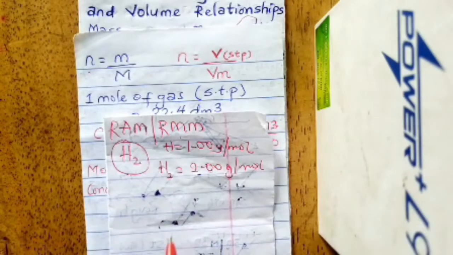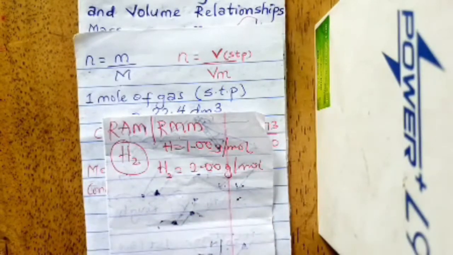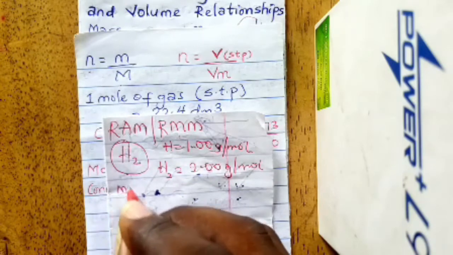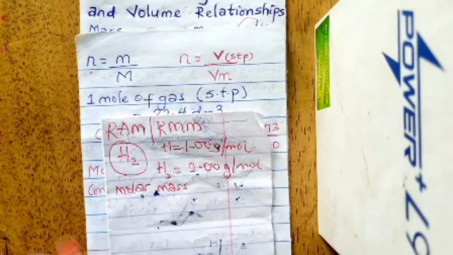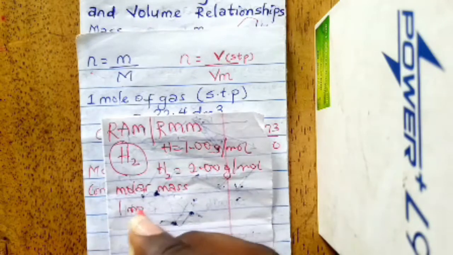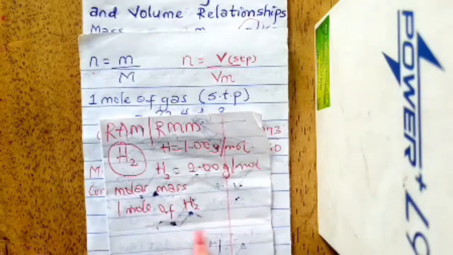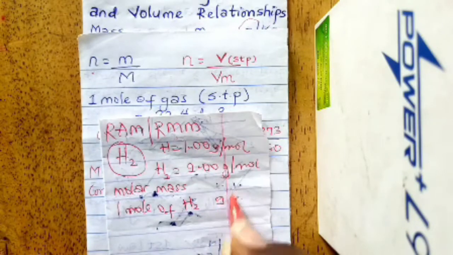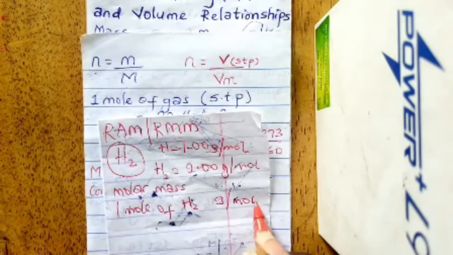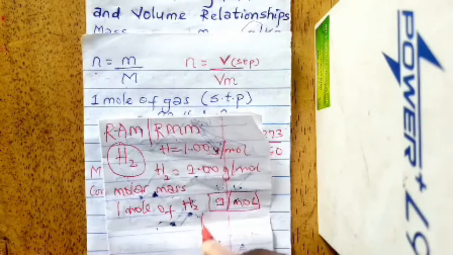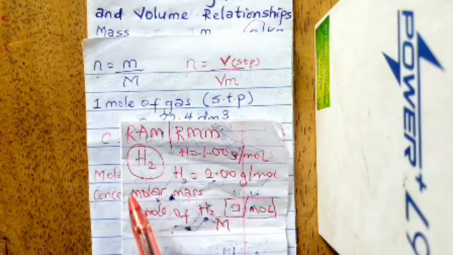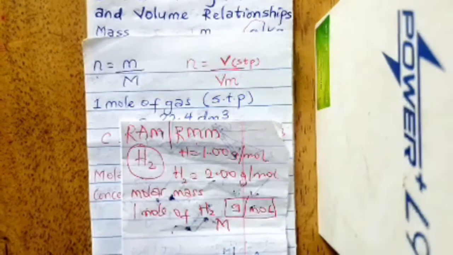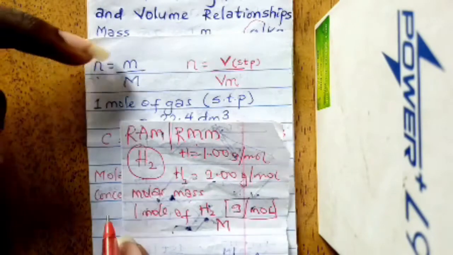So the unit for our molar mass is grams per mole, because molar mass is the mass of 1 mole of that element. So 1 mole of hydrogen, the mass is in grams per mole. This is the unit for our molar mass, M. While this is just the mass, maybe 2 grams or 5 kg of hydrogen was reacting in the experiment. So that's just the reacting mass.